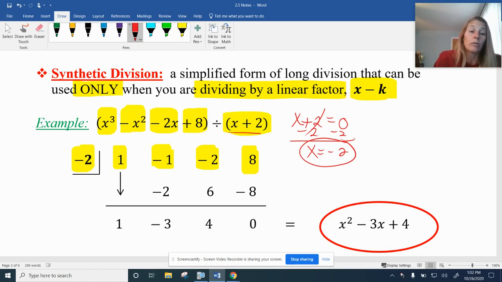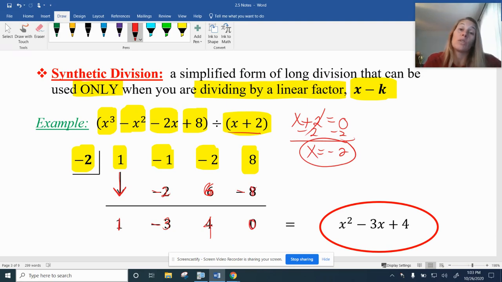Now, when you actually go through the grid, just as a refresher, you drop that first number down, which in this case is 1. You multiply it to that number out front. So 1 times -2 gives you this -2 we have here. Adding up the column there, we get -3. Multiplying to the number out front, we get +6. Adding up the column, we get 4. Multiplying to the number out front, we get -8. And in this situation, that last number is 0.